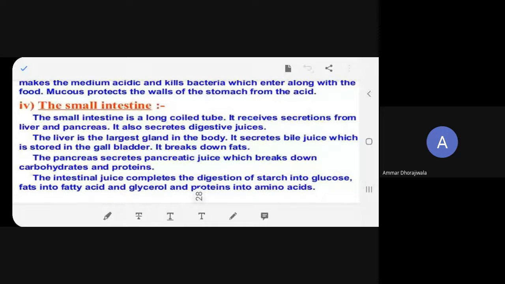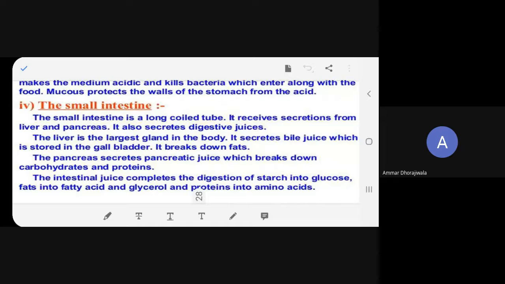The intestinal juice completes the digestion of starch into glucose, fats into fatty acids and glycerol, and proteins into amino acids.